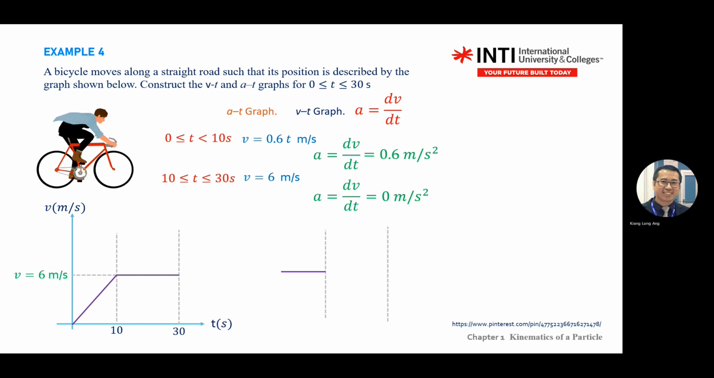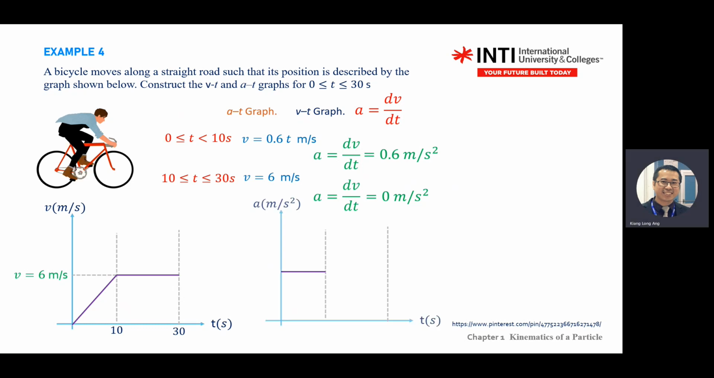So 0. So you have 2 equations. One is constant, one is constant. One is 0, one is 0.6. So you draw the line. From 0 to 10, you get 0.6. Then 10 to 30. Is there any acceleration? No, 0.